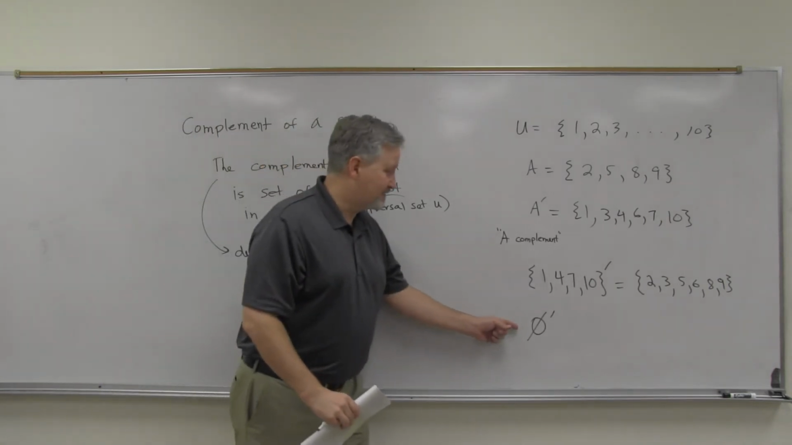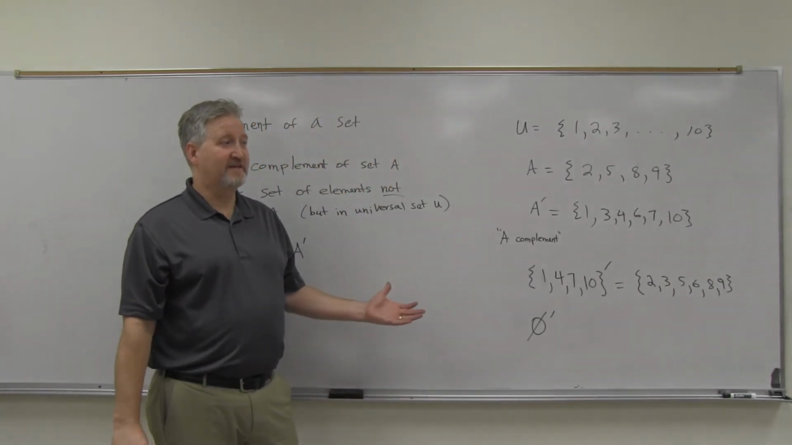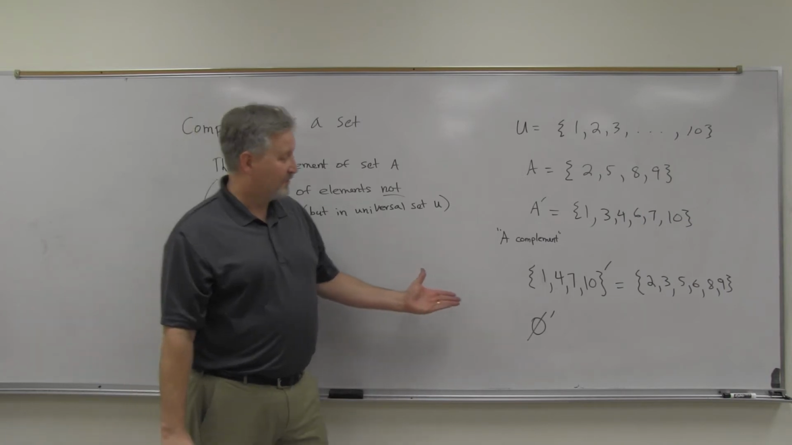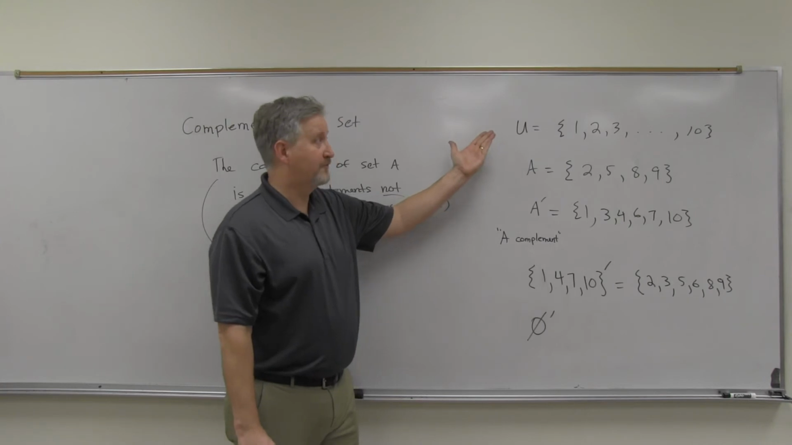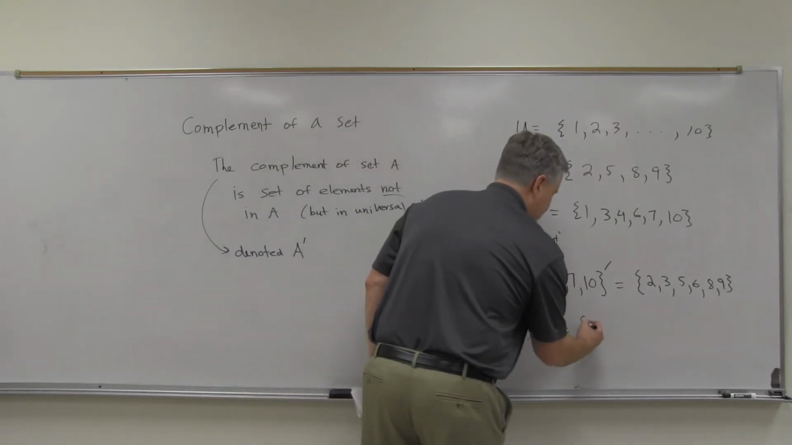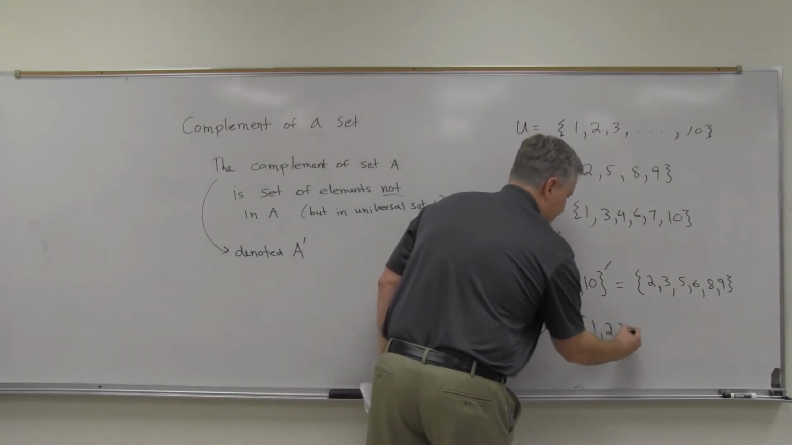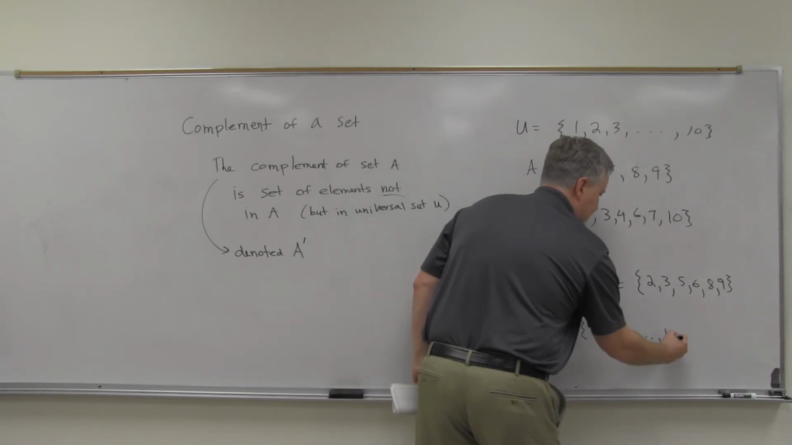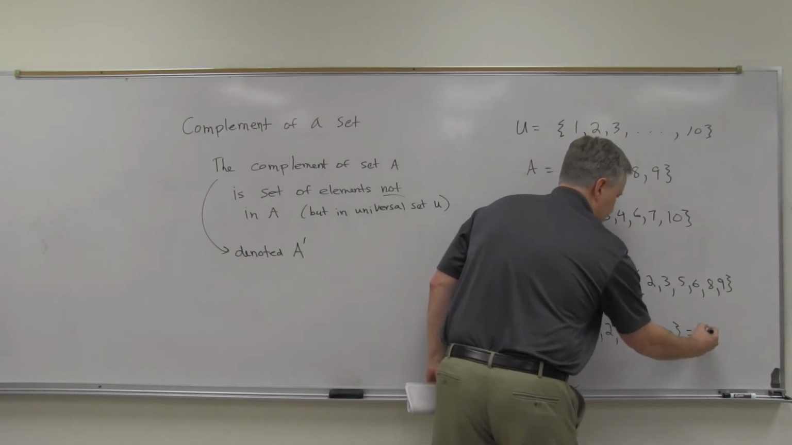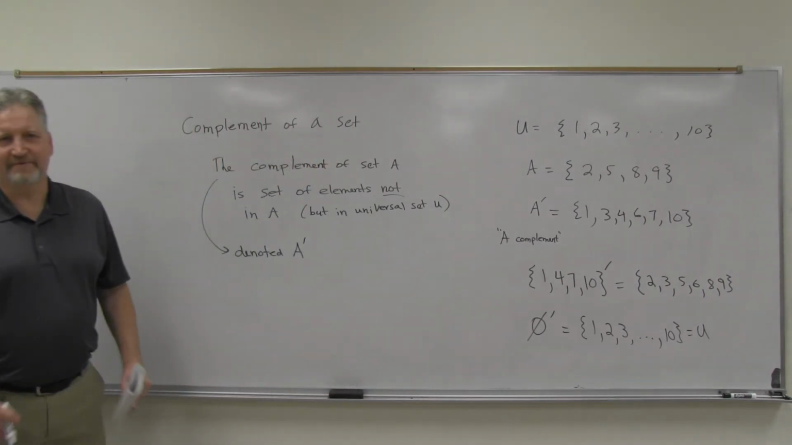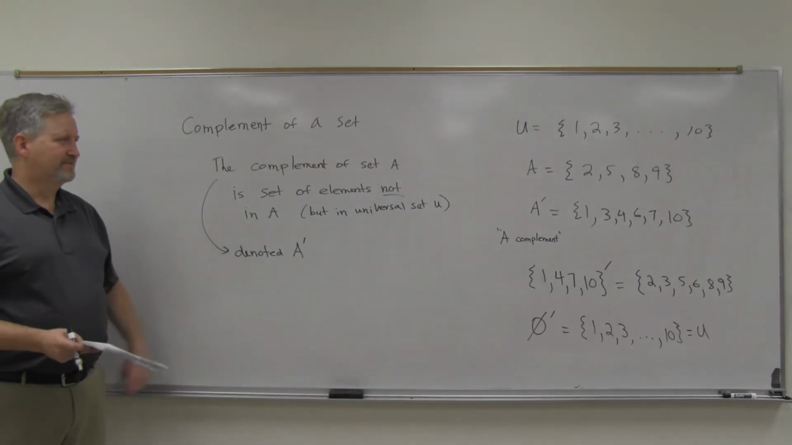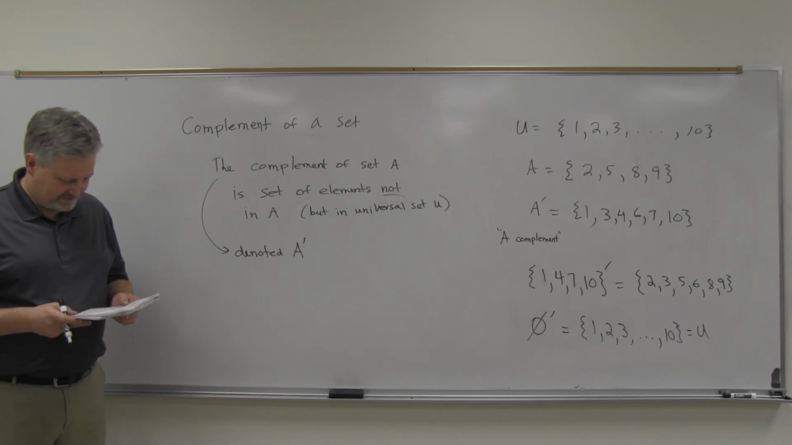So what's not in the empty set? Well, there's nothing in the empty set. So what's not in there, again, compared to this universal set? 1 through 10, right? Or we could just say the universal set, right? Okay. So those might be the trickier of the bunch, but that's not too bad.